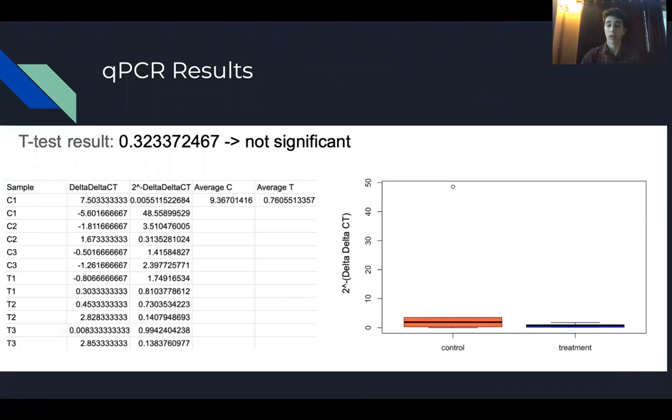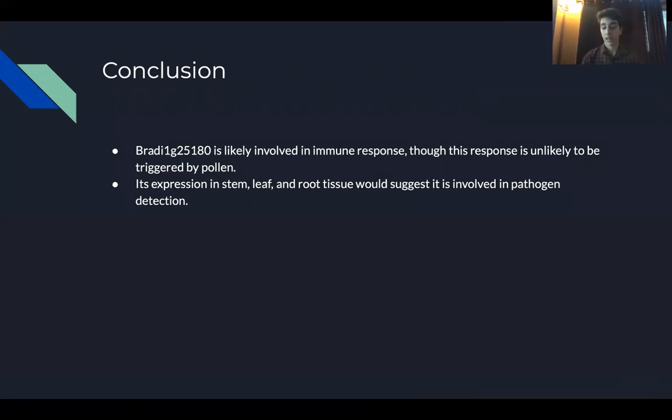indicating that it's likely not involved in an abiotic stress pathway. And finally, this can lead us to conclude that biotic stress is most likely what this protein is responsible for. It is less likely we find that it's responsible for pollen detection, given its expression across the whole plant, and it is most likely involved in pathogen detection.